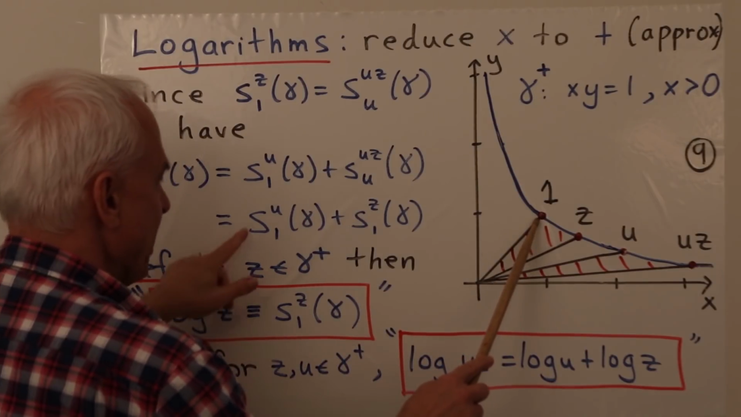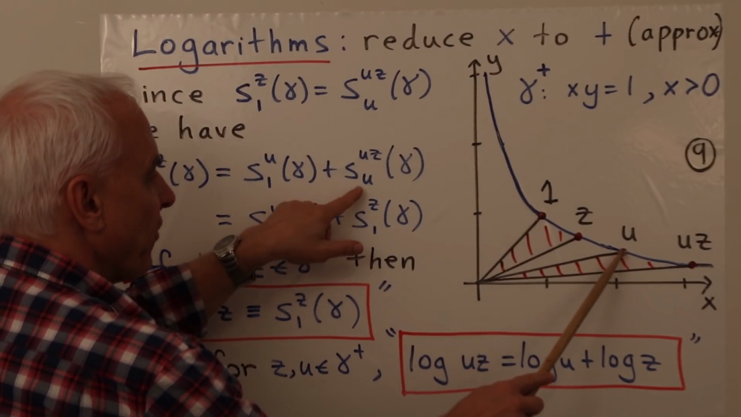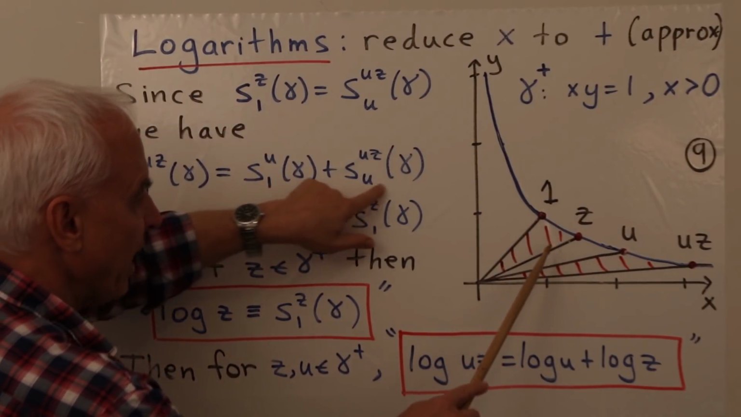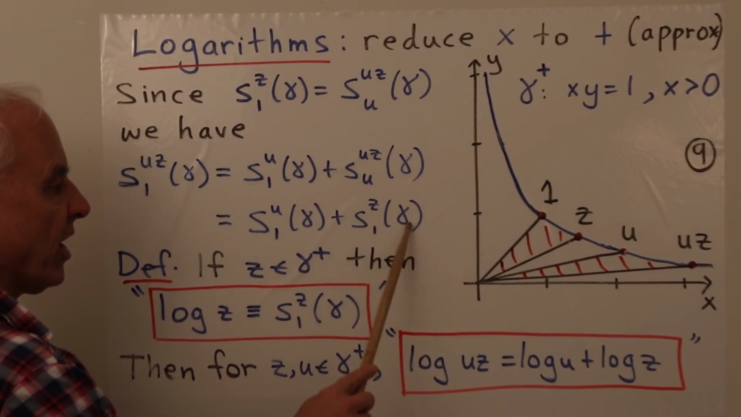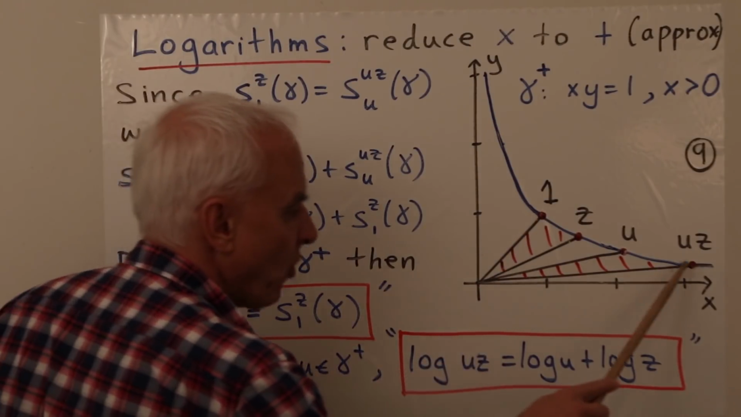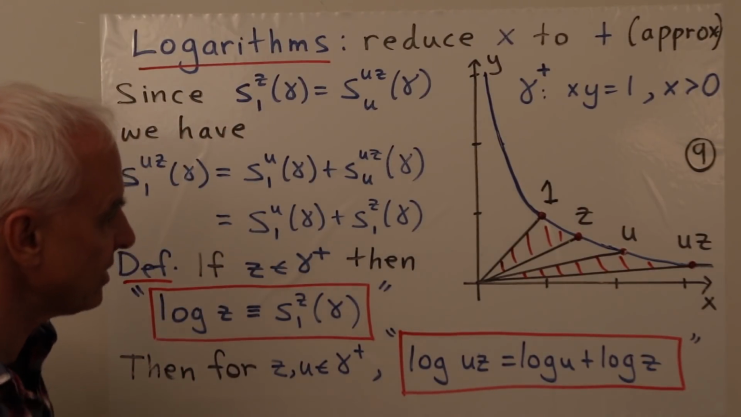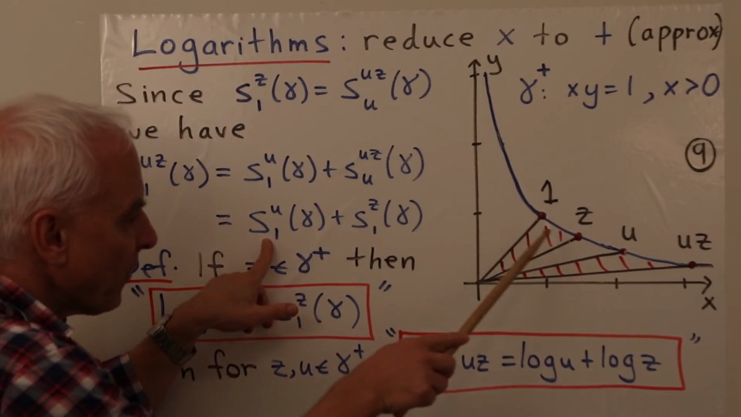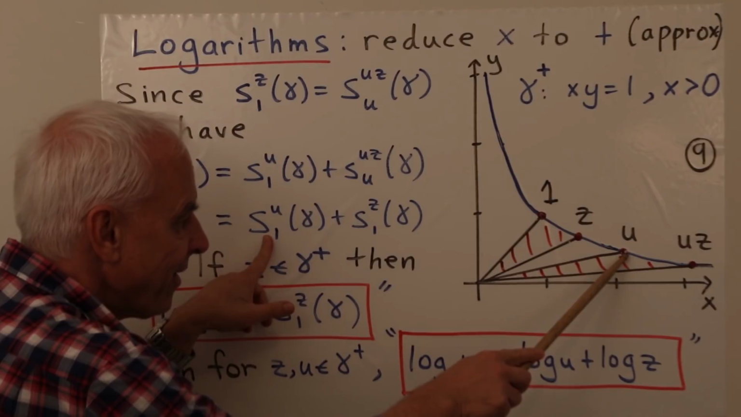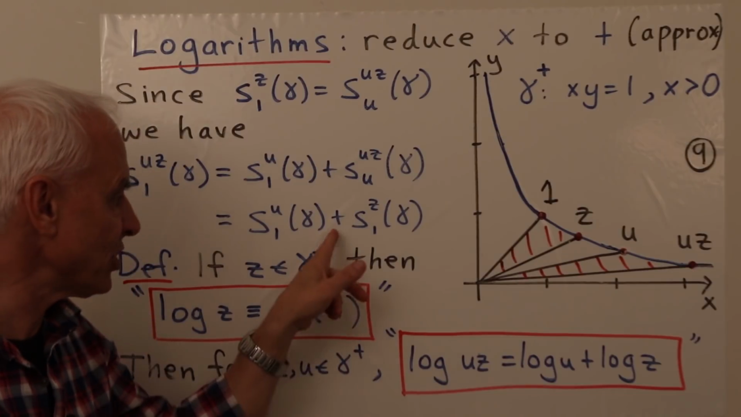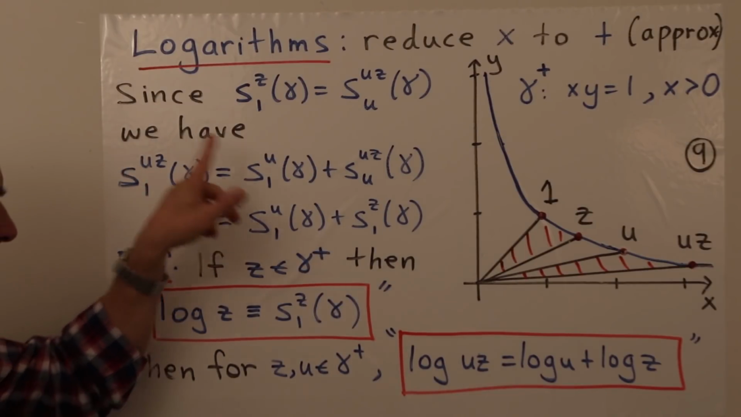Well, that's the signed area from 1 to u, but the signed area from u to uz, we've just said that's the same as the signed area from 1 to z. So we can replace this one with the signed area from 1 to z of gamma. What's this telling us? Something very interesting: that the signed area from 1 to the product u times z is the sum of the signed area of the curve from 1 to u plus the signed area from 1 to z. Crucially with a plus. There's a multiplication, there's a plus.